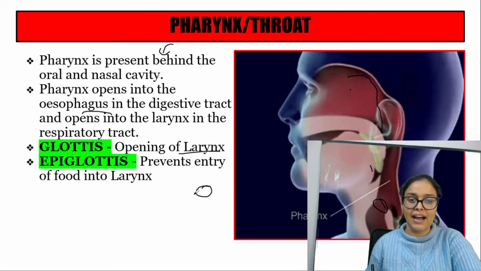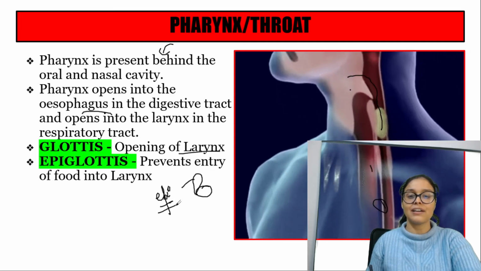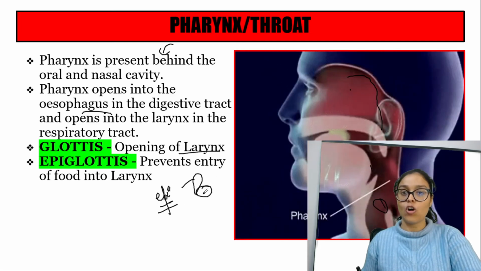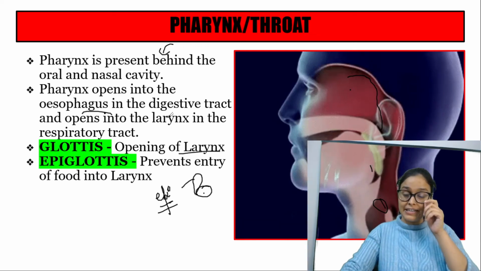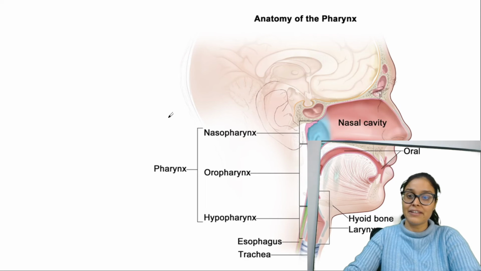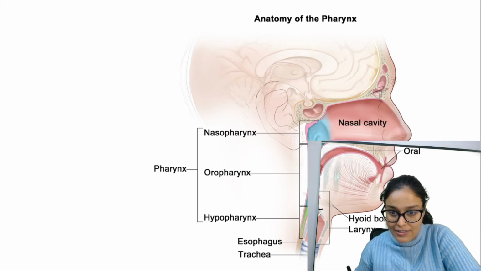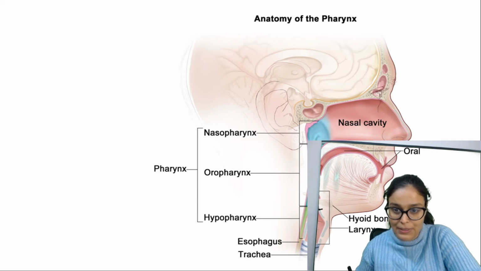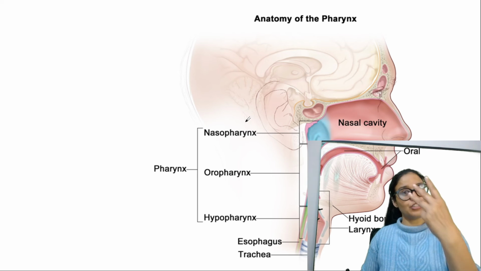So obviously we are having the epi means covering, so epiglottis means we are having the covering of this glottis, so that while we are eating, food will not enter the respiratory passage, that we have done in the respiratory system also, right? So dekho beta, this is the epiglottis, this is the glottis, and it will be closed while we are eating food. So pharynx has 3 portions.